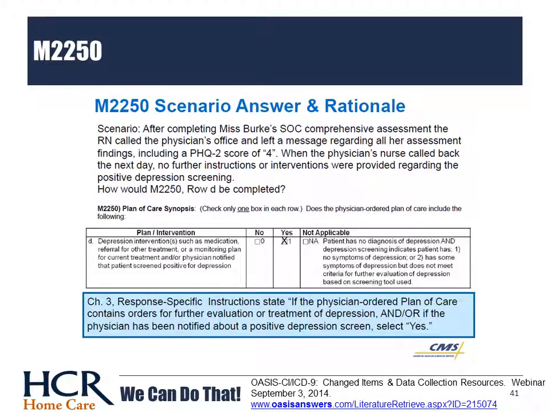So in this case, the patient did screen as having risk for depression on the PHQ-2, and the physician was notified that the patient had a positive screen, but did not provide further intervention or instruction for the positive depression screen. So now with that new wording on M2250, because the physician was notified that the patient screened positive for depression, we can respond yes to this item.